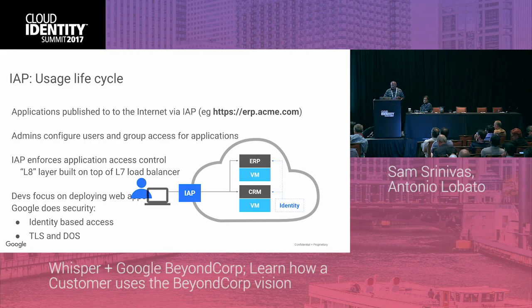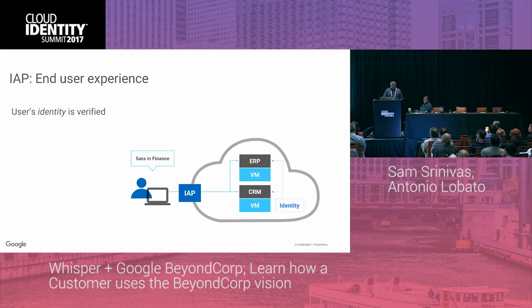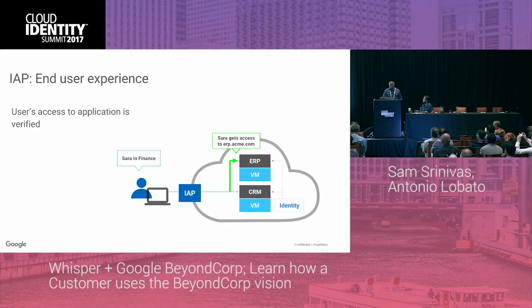So the admin experience here is you configure IAP to do what you want. For example, here you might configure that only the finance team can access the ERP system. And then what you would expect happens. Let's say Sarah in finance logs in. The IAP is the one verifying the identity. It's now able to make a decision whether Sarah is allowed to see the ERP system or not. And Sarah gets access to the ERP system.